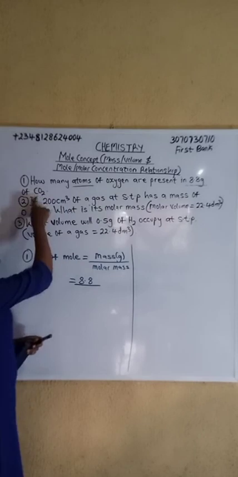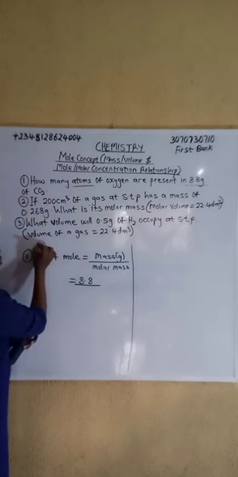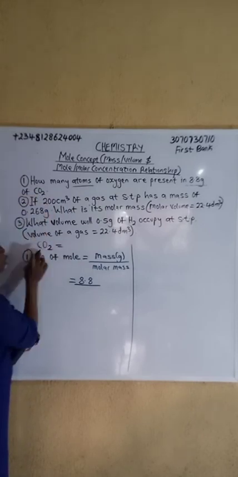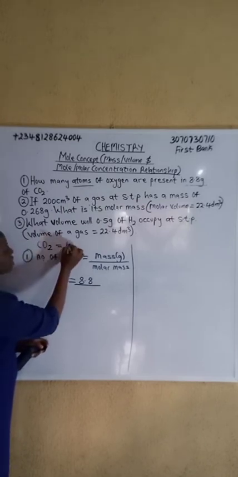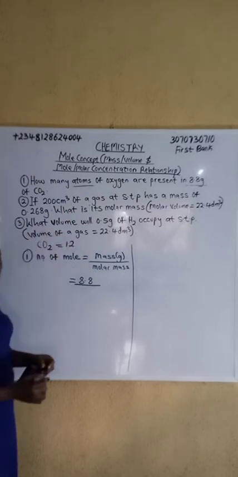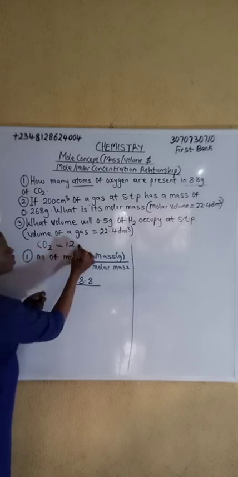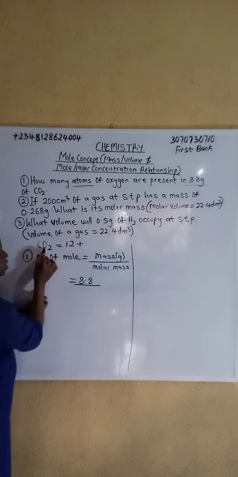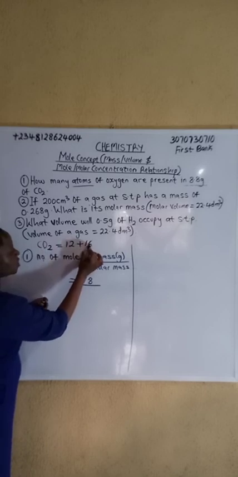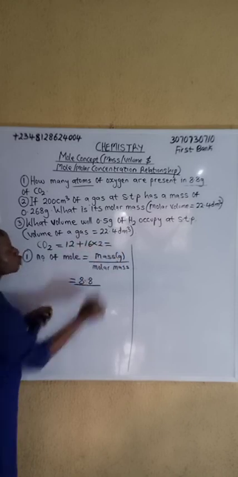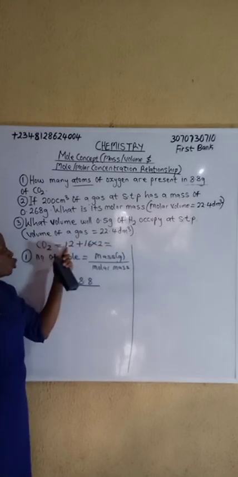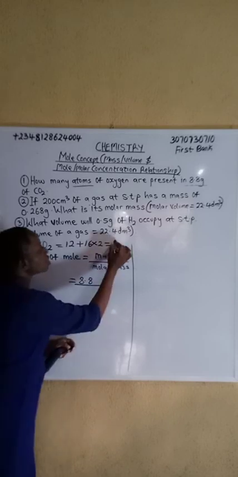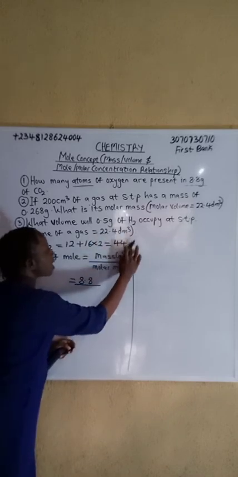So what is the molar mass of carbon 4 oxide? CO2. The atomic mass of carbon is 12. Then the atomic mass of oxygen is 16. Then we have 2 atoms of oxygen, so that will be times 2. 16 times 2 will give us 32. 32 plus 12 will give us 44 gram per mole.